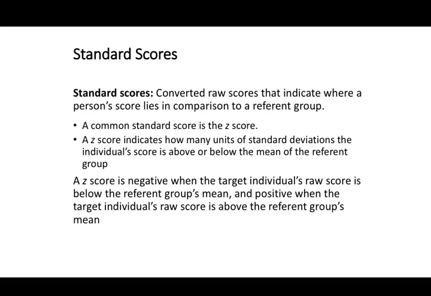The z-score is negative when the individual's score is below the mean, and it's positive when it's above the mean. We want to keep that in mind as we are doing calculations on standardization of scores. You're going to, again, have some exercises on how to do standardizations.